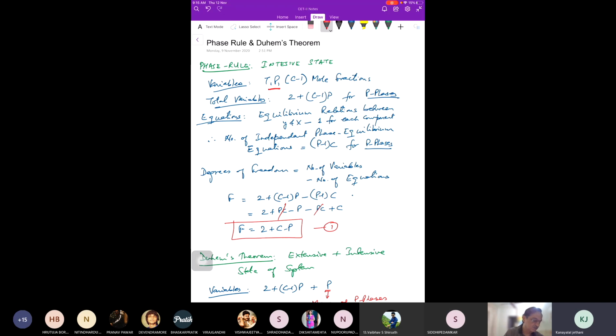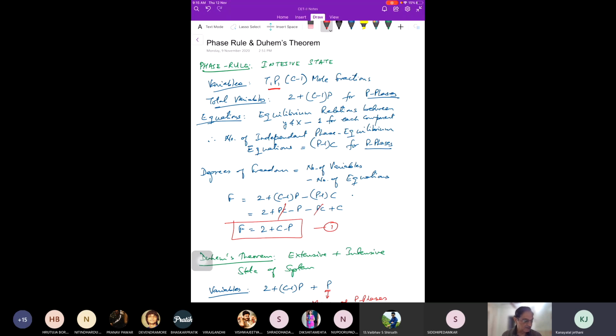So these are two. Plus, for P phases, for one phase we specify C minus one mole fractions. If vapor is also there, suppose liquid and vapor phases, as we saw in vapor-liquid equilibrium, we need to specify C minus one into two, right? Vapor mole fractions as well as liquid mole fractions. So C minus one into P for P phases, where P is the number of phases, right? So these are the number of variables which you need to specify for the system.